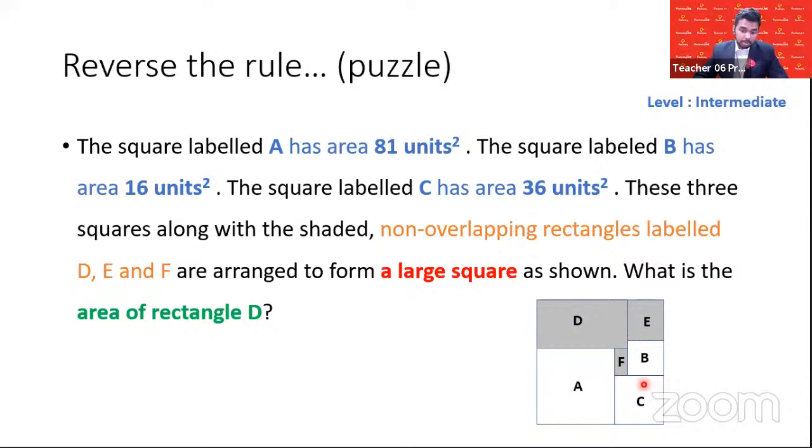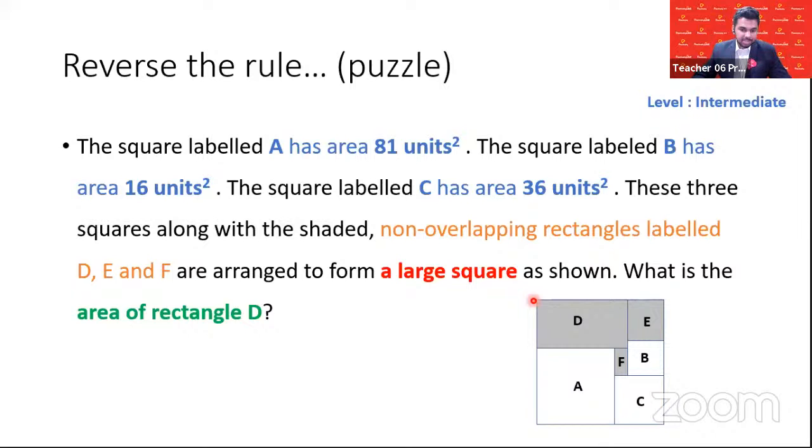After drawing these squares, you are left with some gaps. In these gaps, you have drawn some rectangles. The whole idea is that you have to find the area of this rectangle D. What is the area of a rectangle? Can anyone say? Yes, it is just length times breadth. So you have to find the length of this rectangle D, and also find its breadth here. And you have to multiply them both.